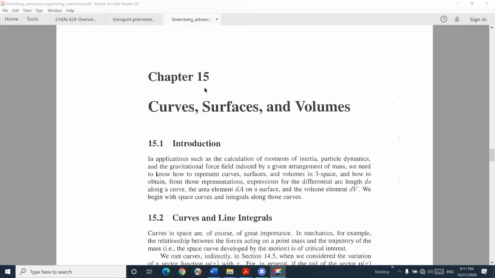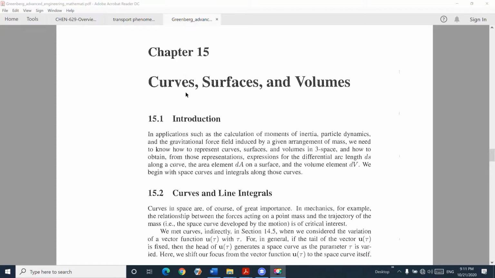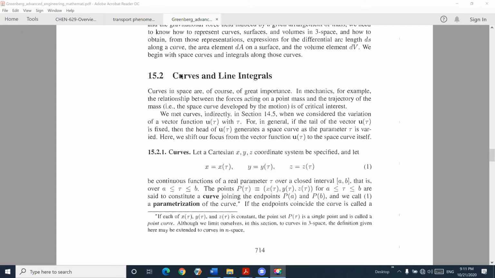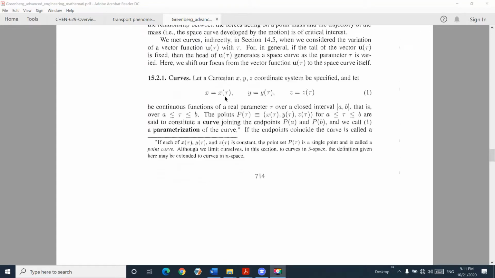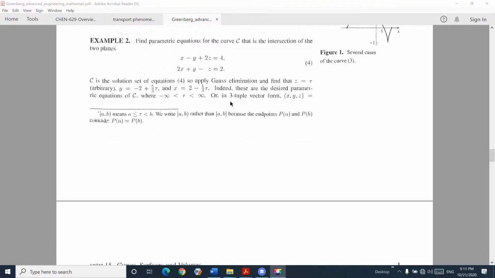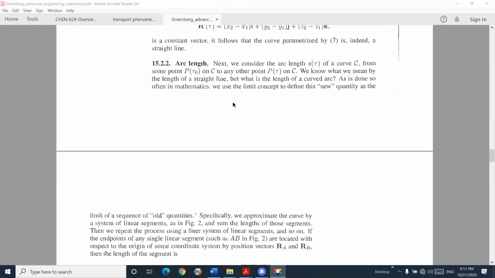We are here in chapter 15 in Advanced Engineering Mathematics Review. Chapter 15 covers curves, surfaces, and volumes. As an introduction, section 15.2 gives the curves and line integrals. You see in these pages the explanation of the curves and the line integrals.